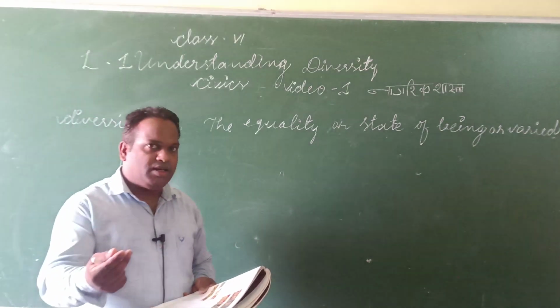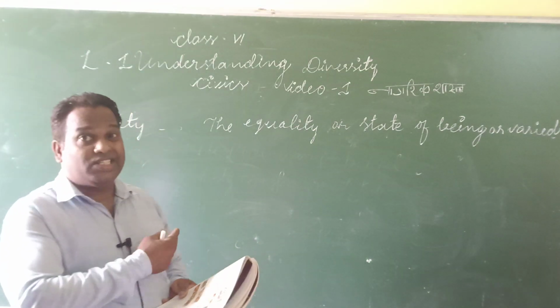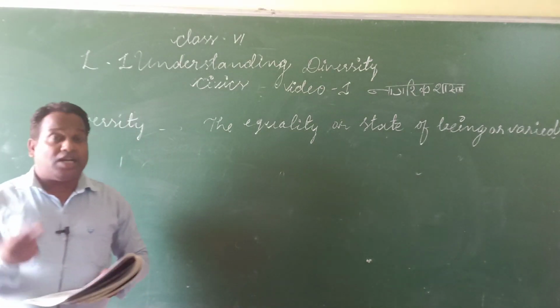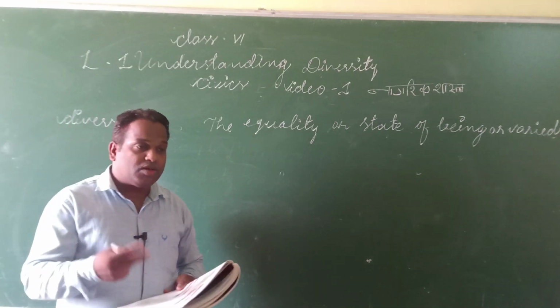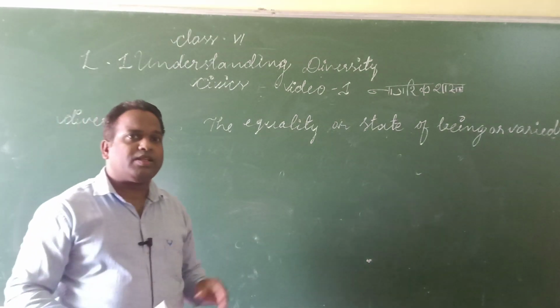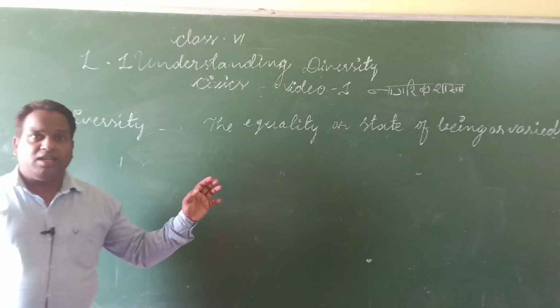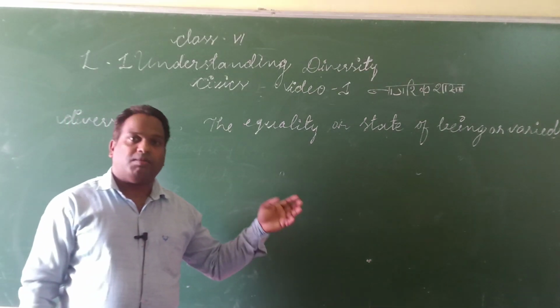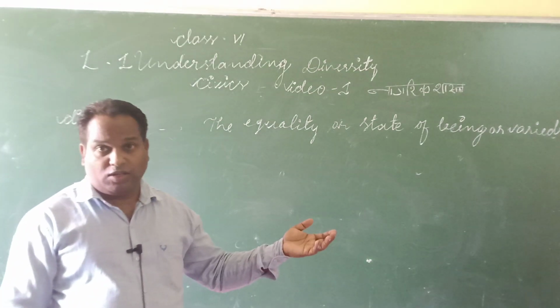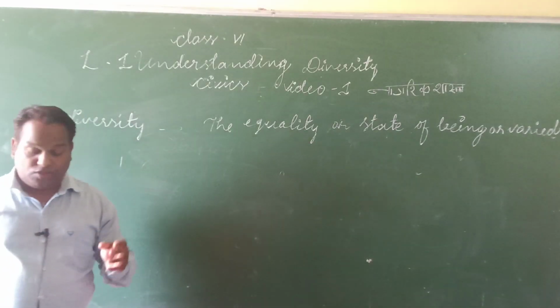Already I mentioned what the recognized 22 languages are. There are 22 recognized languages in our constitution. The languages are Konkani, Tamil, Marathi, etc. Out of 22 languages recognized in the constitution.